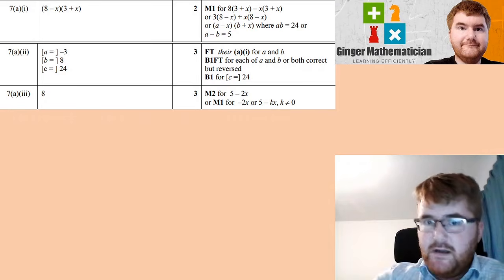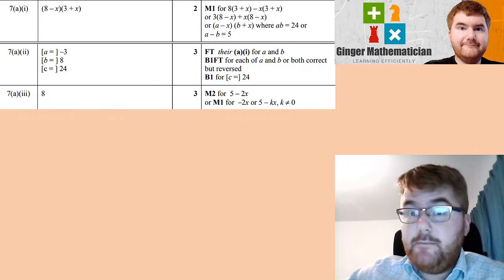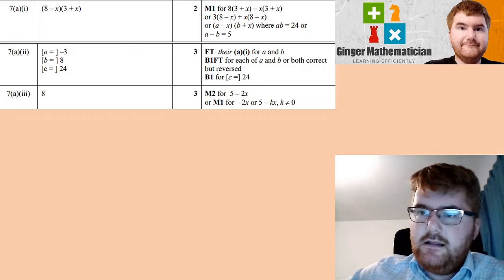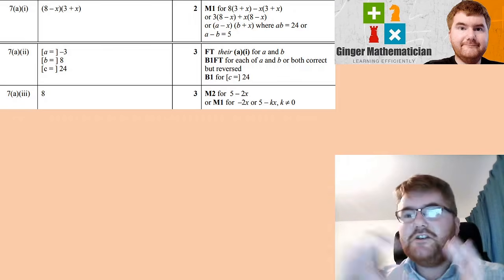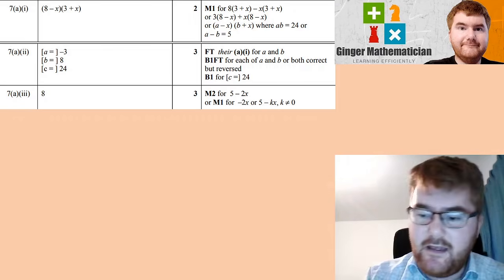So you can have a look through the mark scheme and also see where you pick up your marks. Let's keep going. There are more differentiation questions yet. You wouldn't believe it, but there are.